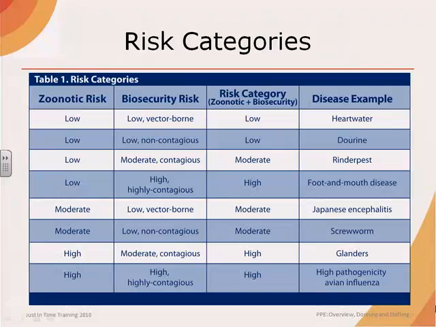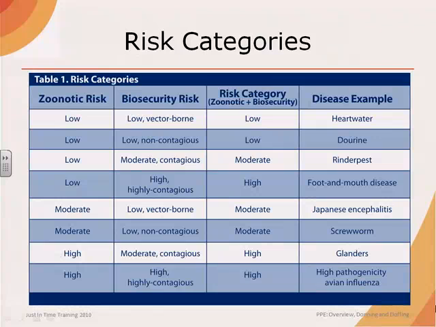The complex process of PPE selection for potential disease exposures must include consideration of the zoonotic and biosecurity risks. Animal diseases that threaten human health are referred to as zoonotic, and the action taken to prevent the spread of disease to other animals or locations is referred to as biosecurity. The zoonotic and biosecurity risks can be divided into low, moderate, and high risks. Where the zoonotic risk of a disease is greater than its biosecurity risk, zoonotic risks take precedence. Table 1 illustrates this concept.